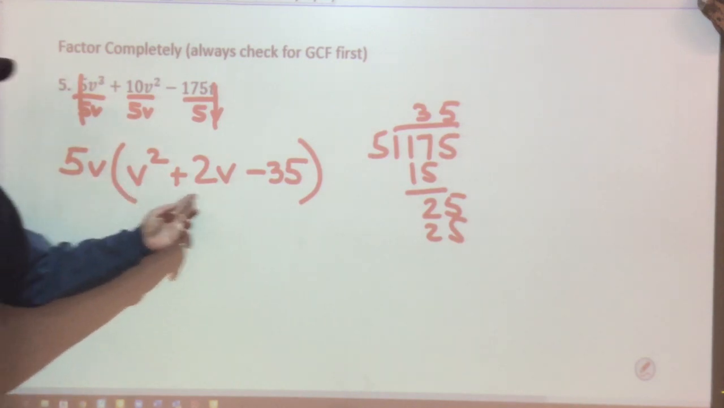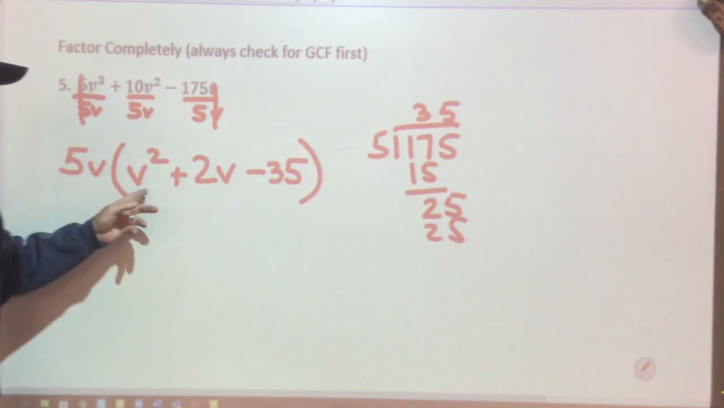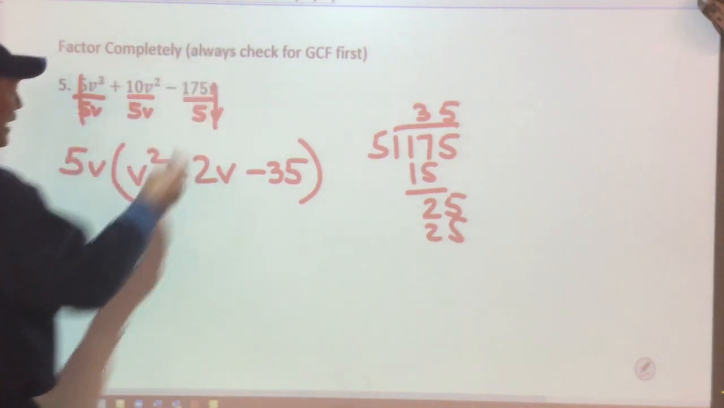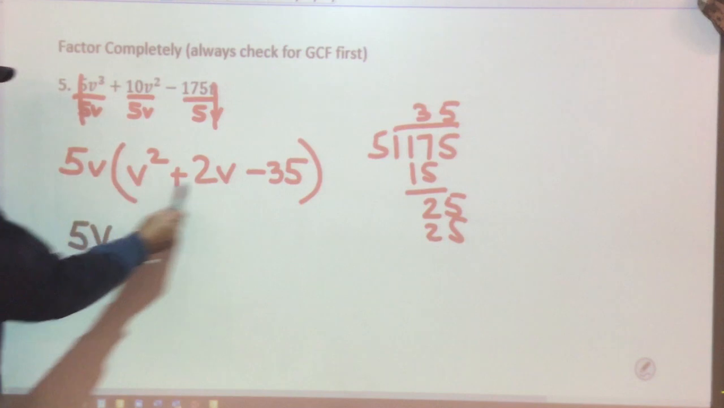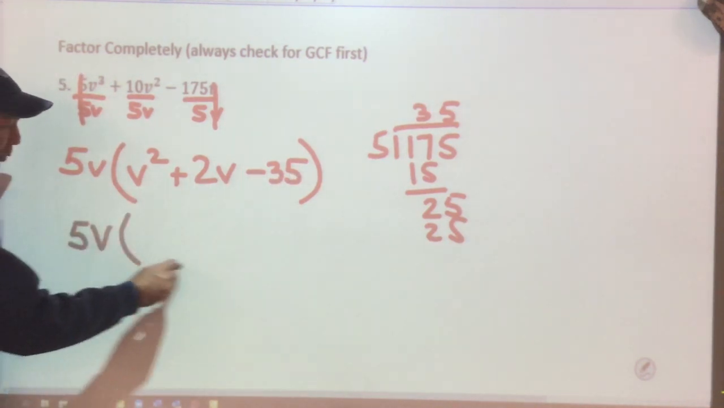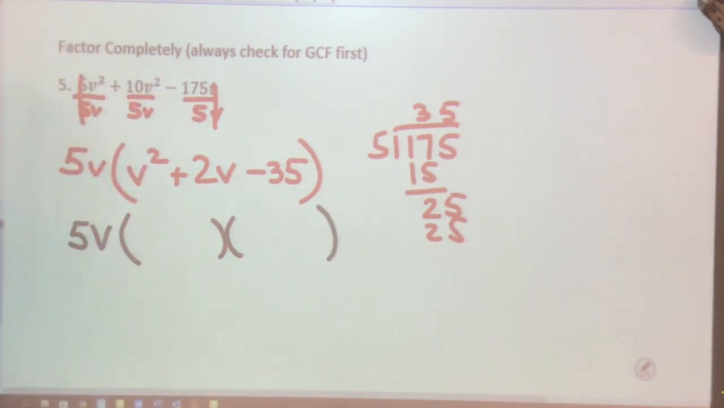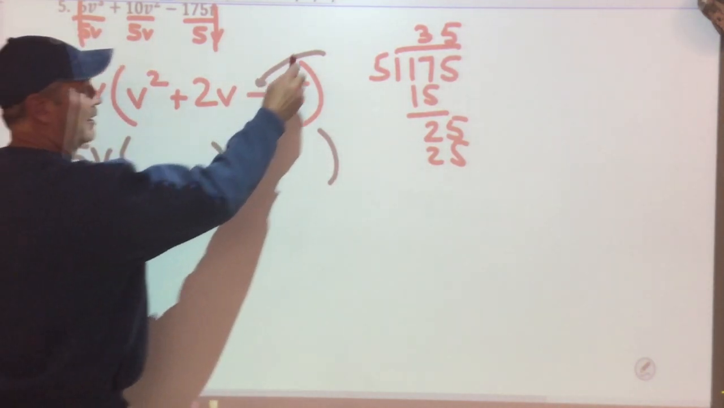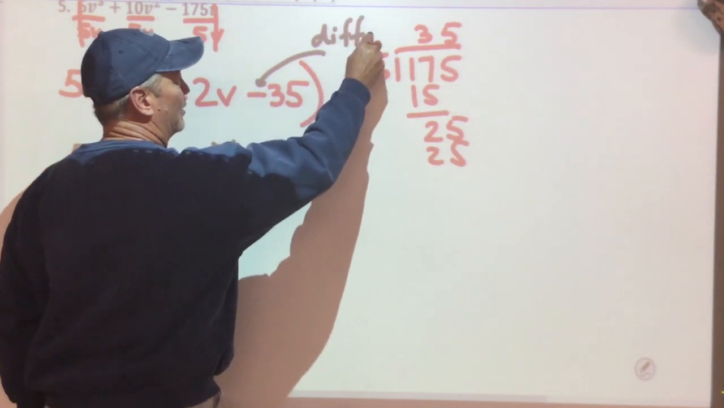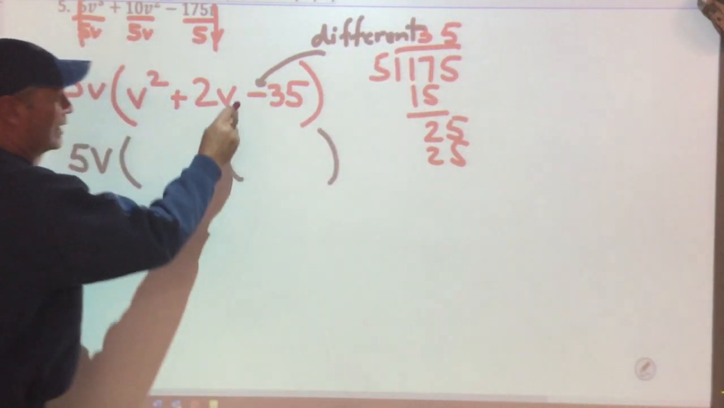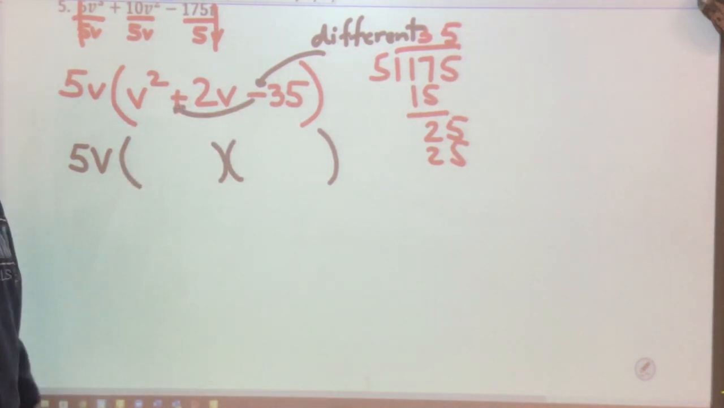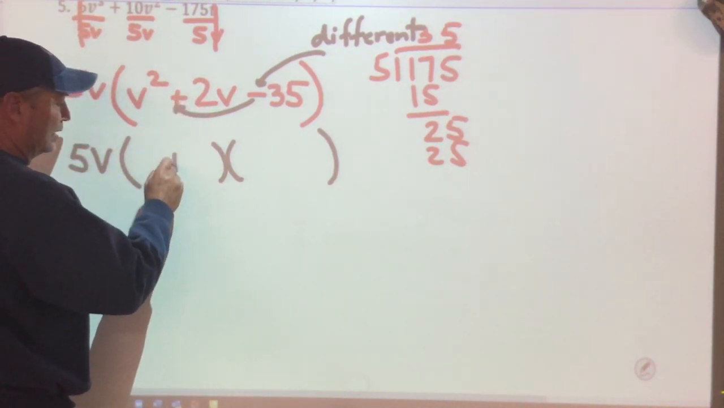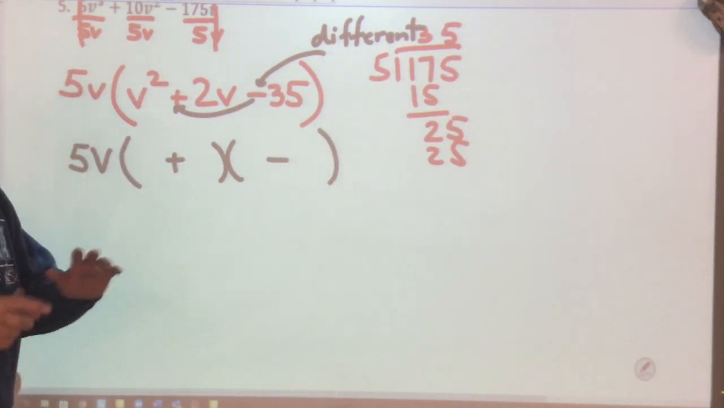But wait, can you factor more? Oh, I don't know, can this be factored anymore? We have to try. So we're going to bring down our greatest common factor of 5v. We're going to see if we can break this trinomial into two parentheses. So look at this. The back sign is a negative. We said if the back sign is a negative, my signs will be different. And we said the bigger number would get a plus. The bigger number has to be with the positive sign. So the signs are going to be different. One has to be plus, one has to be minus. It does not matter where you put those.